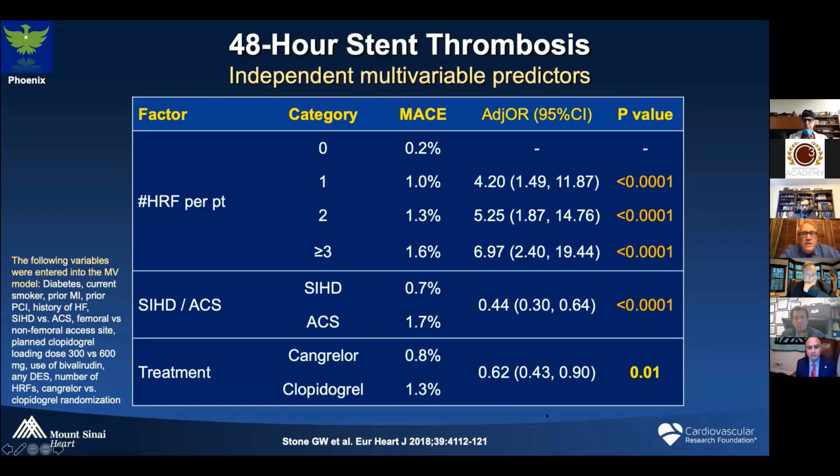You can see, as I mentioned, stable versus ACS is also a predictor. And again, randomization to Kangol versus clopidogrel reduces stent thrombosis by 38% within 24 hours in this multivariable analysis. And that was independent of either the number of high-risk features or the clinical presentation acuity, with negative interaction testing.